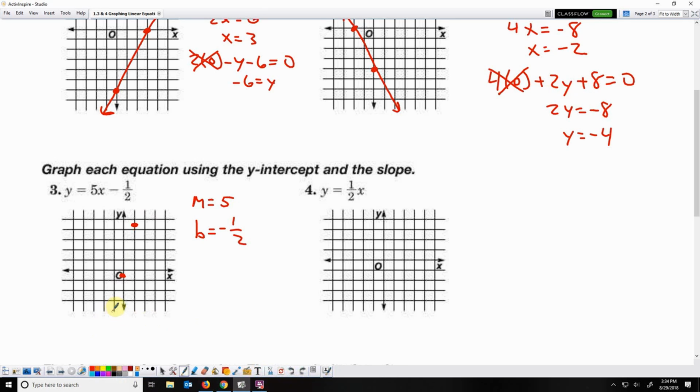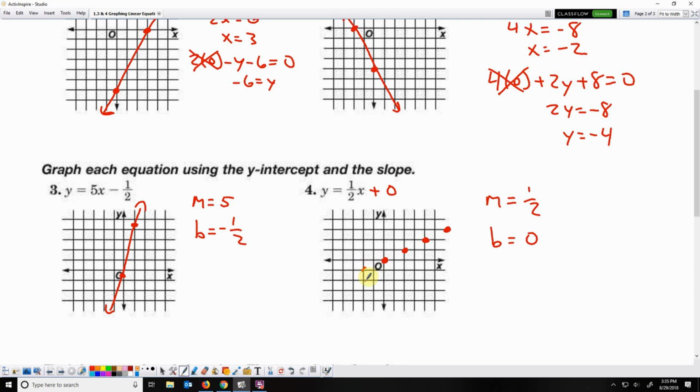Try that again. Okay, here we've got a y-intercept of 0 and a slope of 1/2. So we'll start at 0 and go up 1 and right 2. And I can go up 1 and right 2 a bunch of times before I've gone off the graph. So we'll do that as many times as we can.